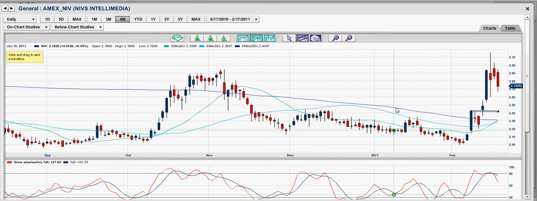Let's go ahead and look at my next chart, which is going to be NIVS Intellimedia. NIVS Intellimedia is a company that has been hyped up quite a bit in the past, and since it has already been hyped up and it is starting to pull itself back, I would recommend you guys to continue going into the short side on this trade because it has more momentum to the downside.